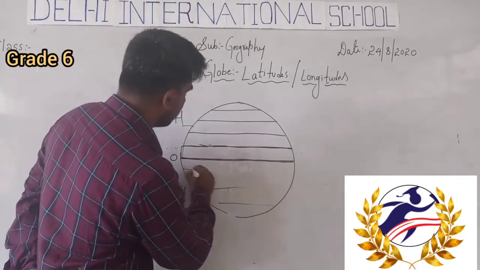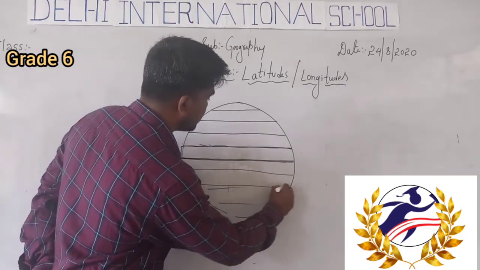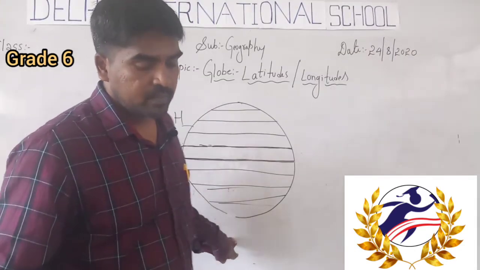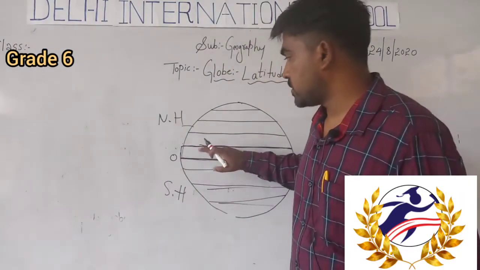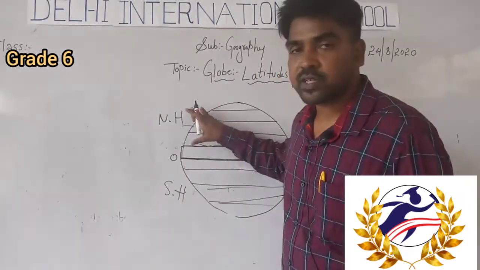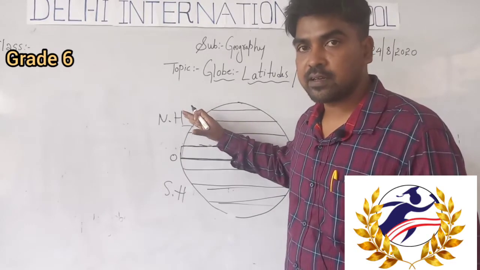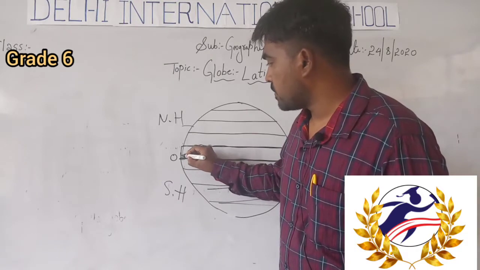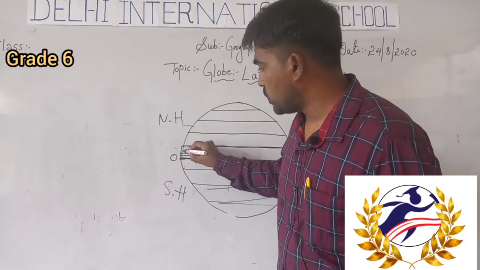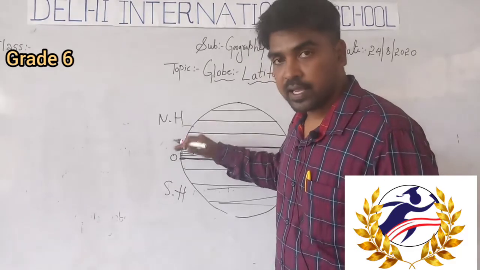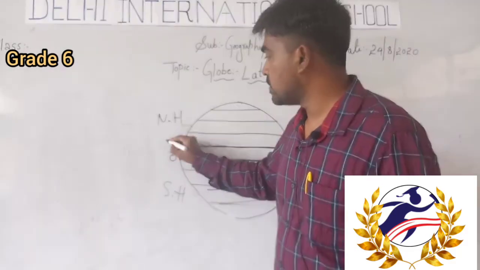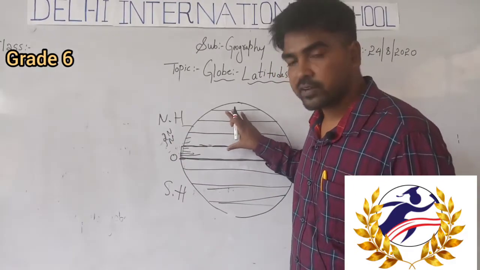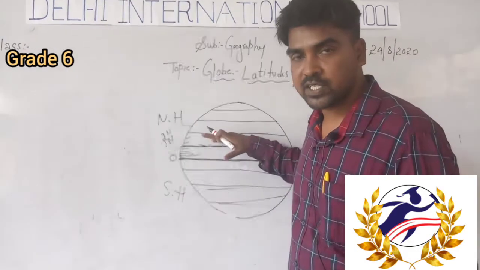The latitudes which are drawn in the southern hemisphere are counted as south. The latitudes drawn in the northern hemisphere are counted as north. For example, 0 degree, 1, 2, 3, 4, 5, 6, 7, like that. It is going to count as 1 degree north, 2 degree north, because it is the northern hemisphere. The latitudes lie in the northern hemisphere.